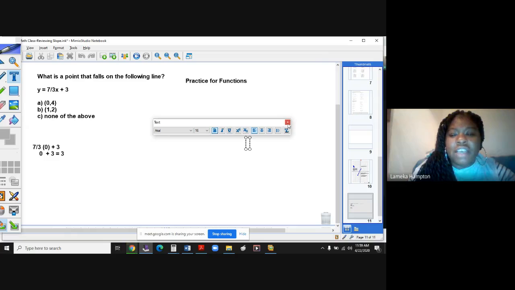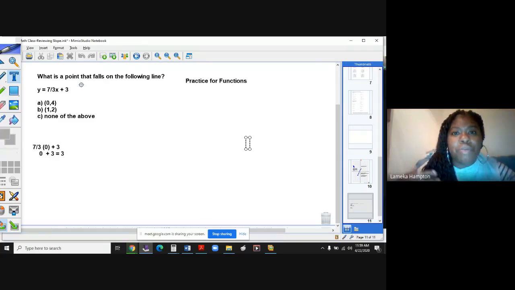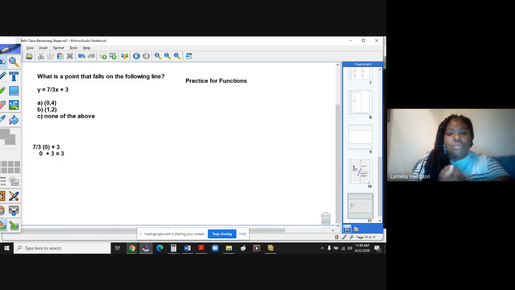Because I'll say this. In order for you to understand functions, you have to make sure you know slope and Y-intercept and all of that good stuff. Because if you don't, it's really not going to make any sense. So everything we do is in layers, and you have to make sure that you're comfortable with adding more layers onto what you have.